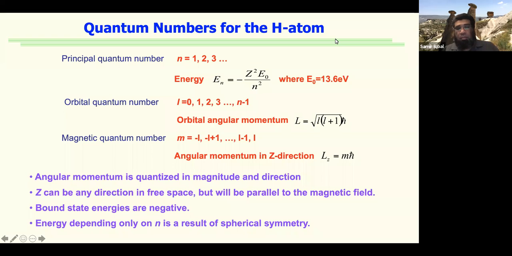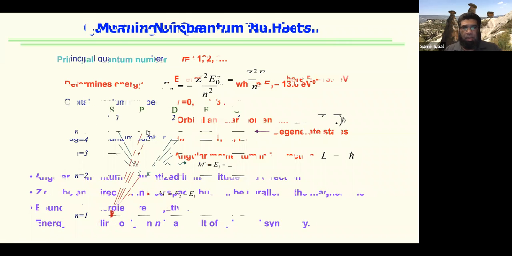Now, when we say the energy, why does it depend only on n, the principal quantum number? Because there is a spherical symmetry. They are always in that symmetrical space somewhere, so they'll always depend on n and cannot have any arbitrary value.